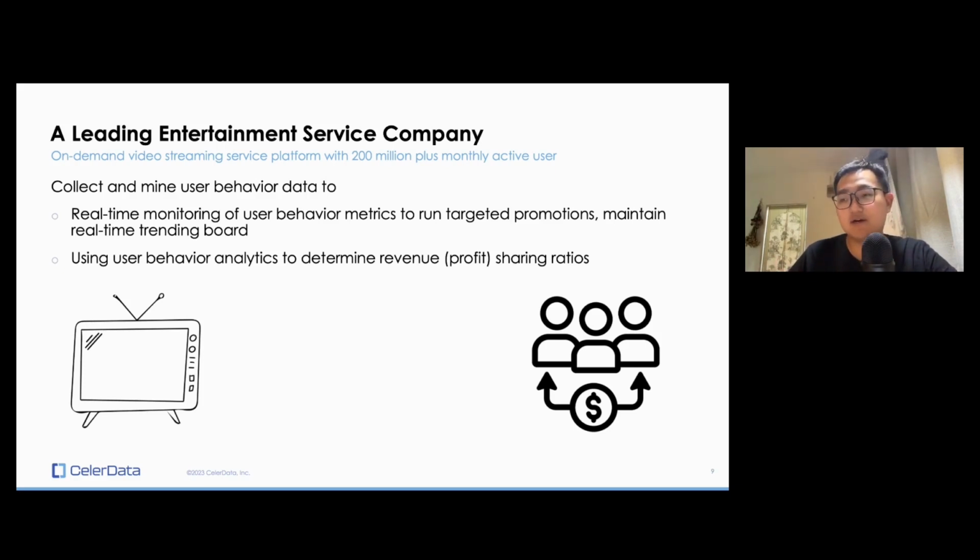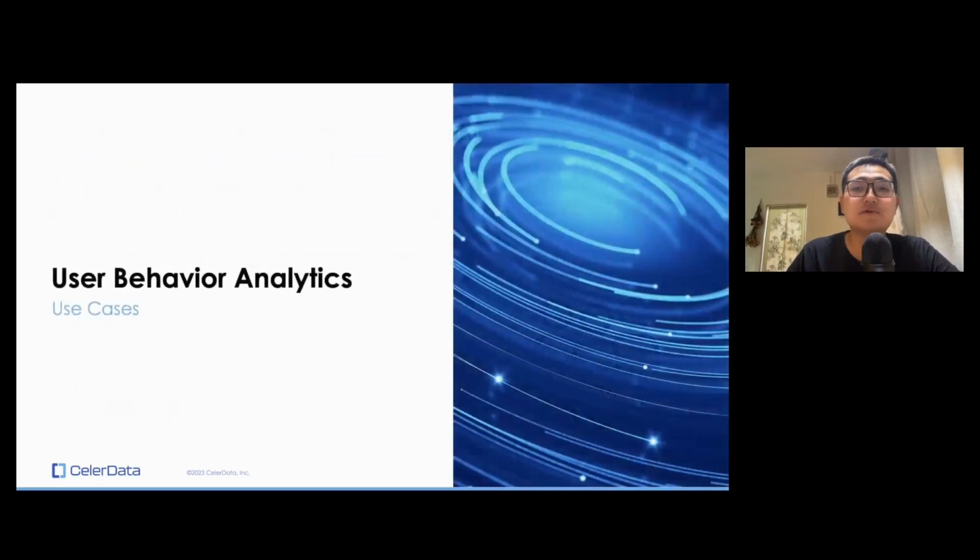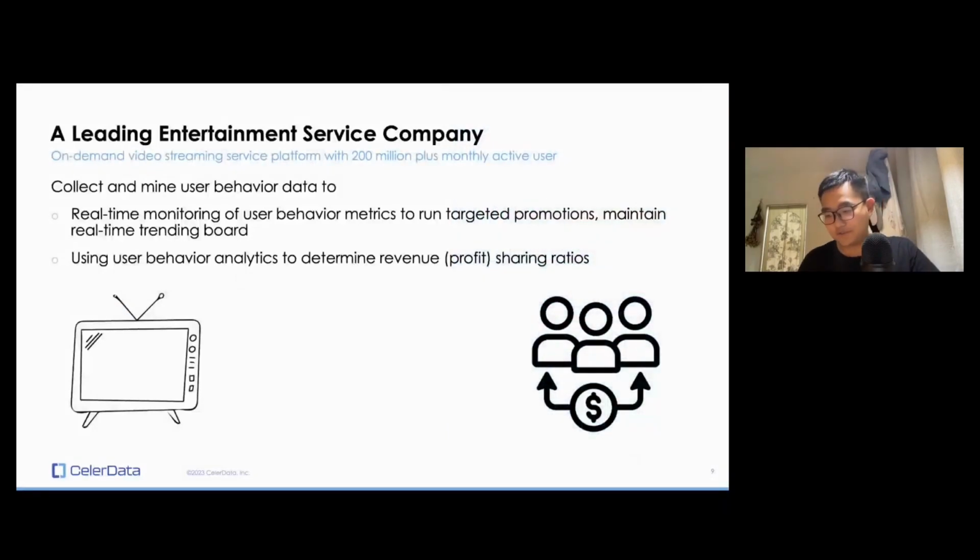So basically, if the quality of the content is higher, the third-party producer gets a bigger share, and vice versa, right? And how to determine this ratio? They use user behavior analytics, from the data generated by users interacting with the content, and they can come up with a ratio that's data driven, right? That's mined from the data. That's fair, right?